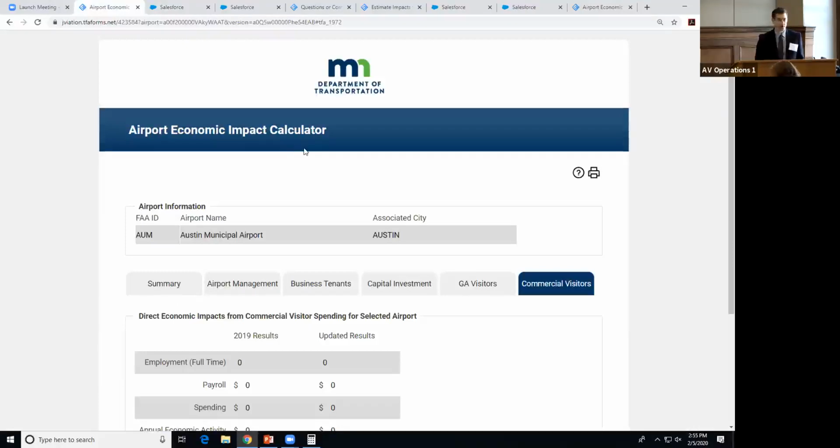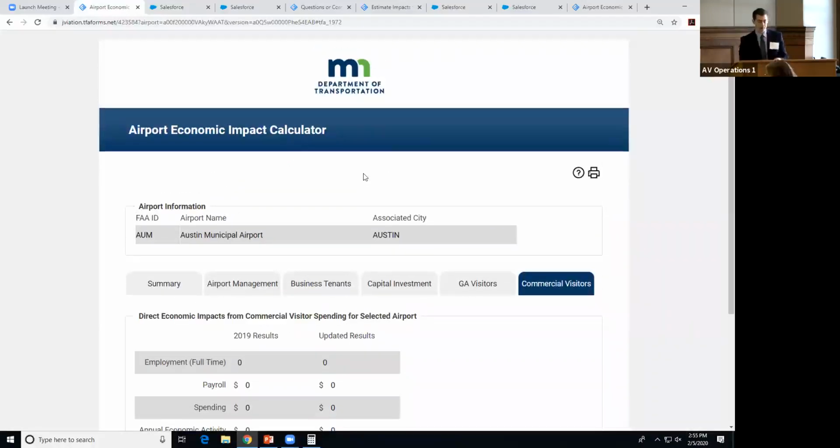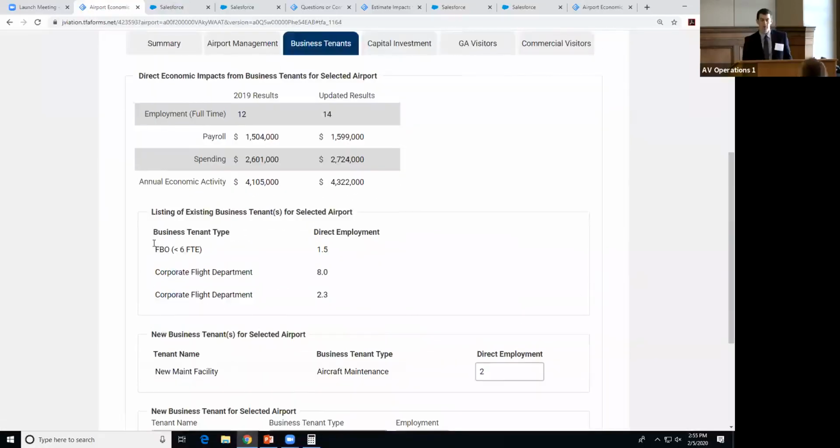Any questions thus far? Sure. So there are 2 versions of the calculator. This is the public version that is specific to this link you see up top. Julie and MnDOT has an internal version of the calculator where it's exactly the same, except for on the business tenants tab, Julie can tweak the direct employment for a specific tenant, which runs on the exact precise data that tenant would have given us.